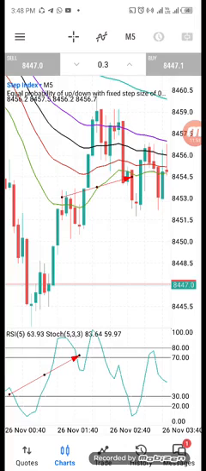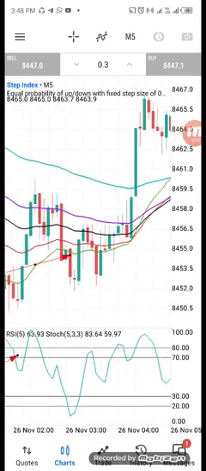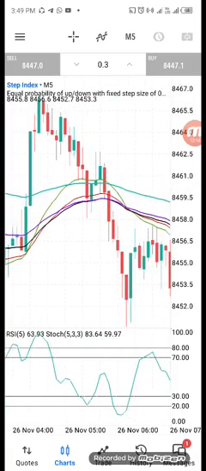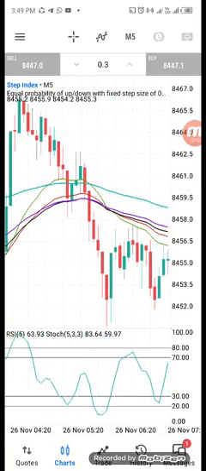So don't be scared. The system is very, very good and very, very accurate because you are following the trend. Just make sure you align with the strategy and you understand it perfectly well. Now let's check for another signal.